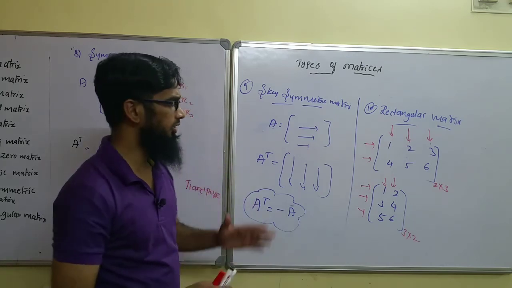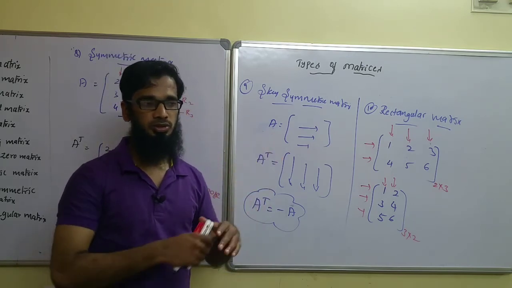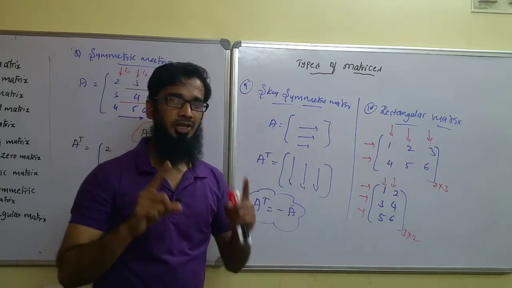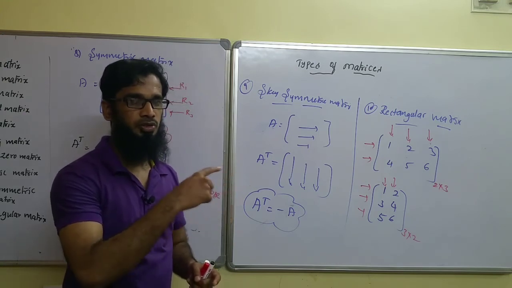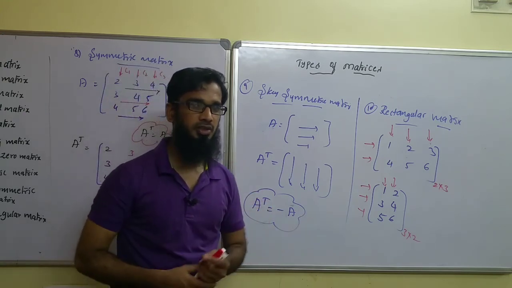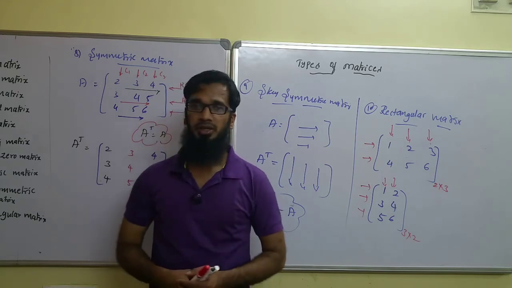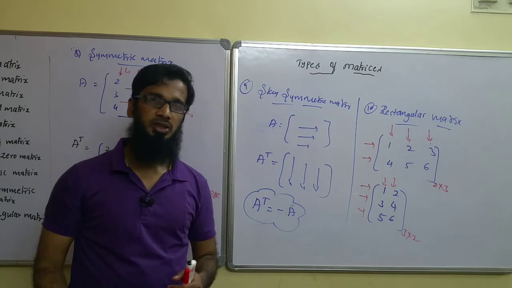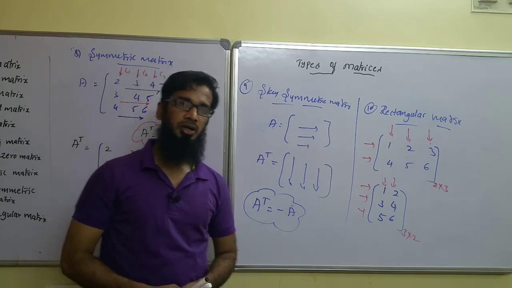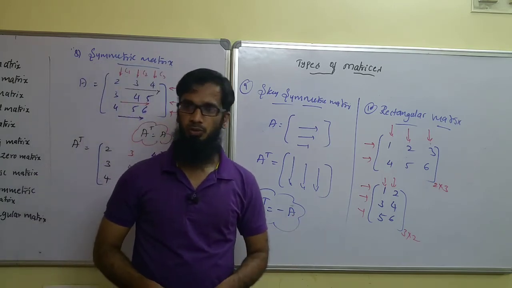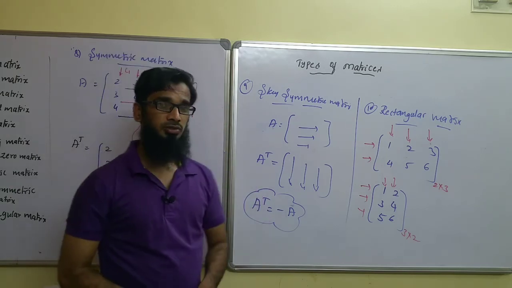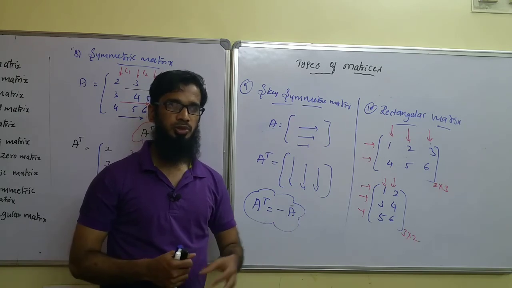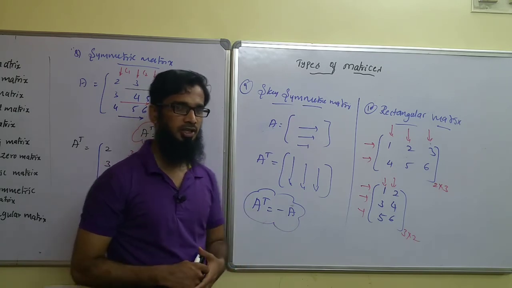Identity matrix means the non-diagonal elements are zeros, but the principal diagonal elements are equal to 1, like 1 0 0, 0 1 0, 0 0 1, if I take the 3 cross 3 matrix. Now we'll go for the null matrix or zero matrix, which is the matrix in which all the elements are equal to 0. We can represent it with the capital O. For the identity matrix we represent it with I, depending on the order. I2 means a 2 cross 2 identity matrix.